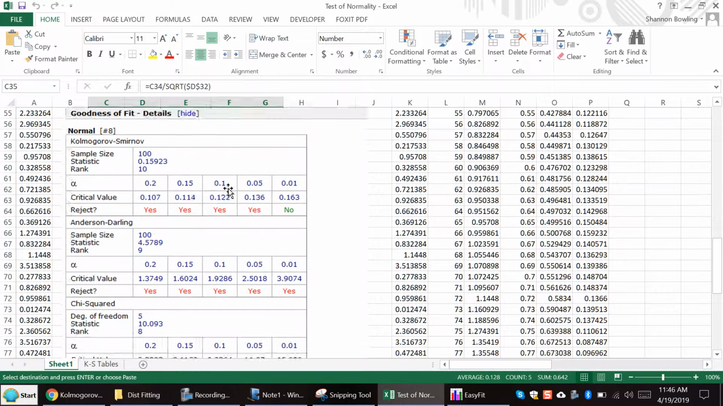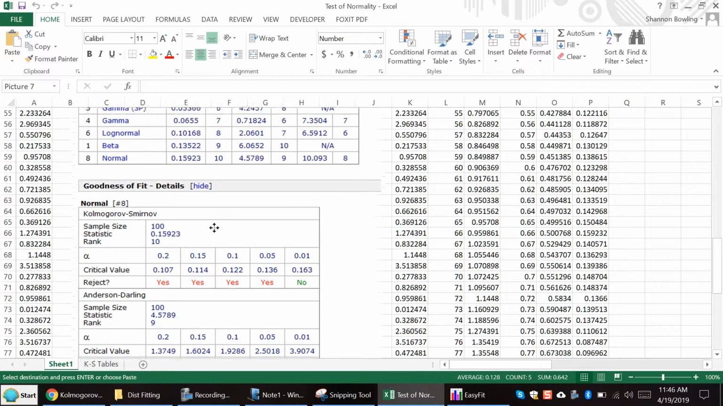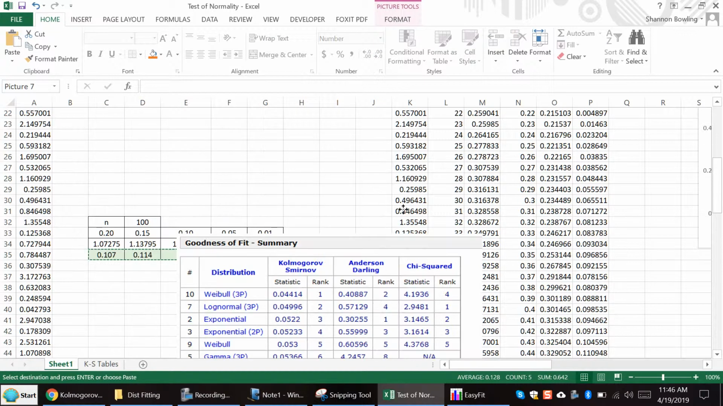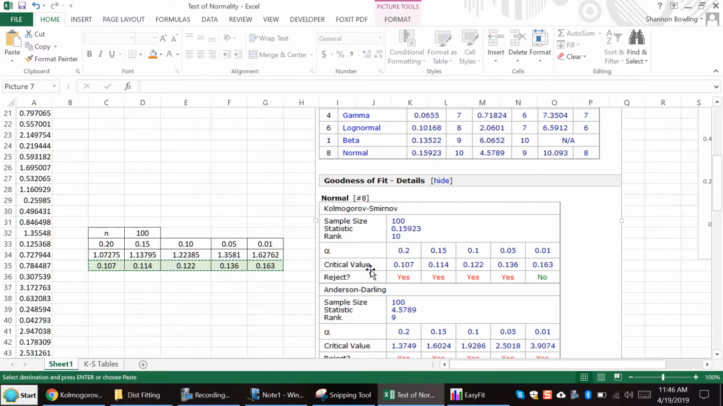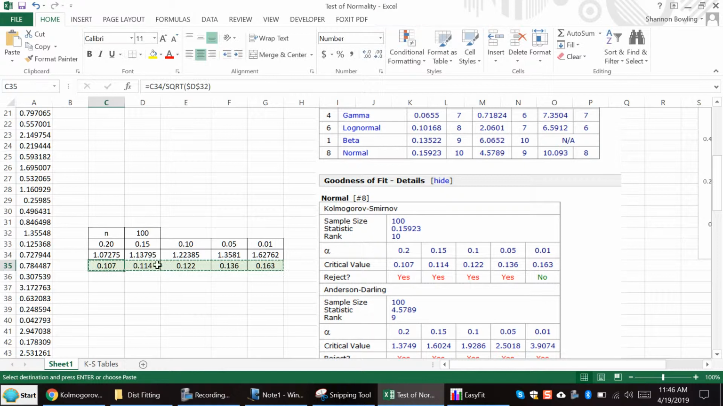Control C. I literally get these numbers here. 0.107, 0.107, 0.114. So do you see how these numbers are the same as these numbers? These numbers just come from a table that was run from a simulation 50 years ago. Nothing really complicated about that from a point of view if we're going to use them. The harder number to get is the actual test statistic, which is 0.15923.